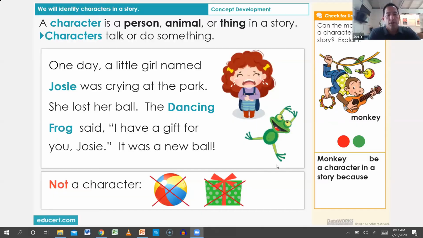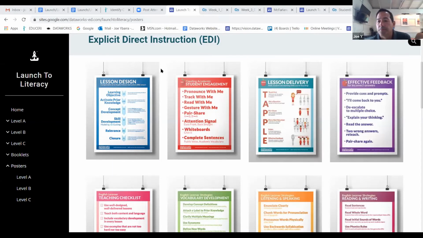All right, good morning, everyone. Can everyone see my posters now? Yes. Sylvia will show you how to navigate that, but basically, when you open up any Launch to Literacy, on the left-hand side, you're going to see level A, B, C, booklets, and posters.